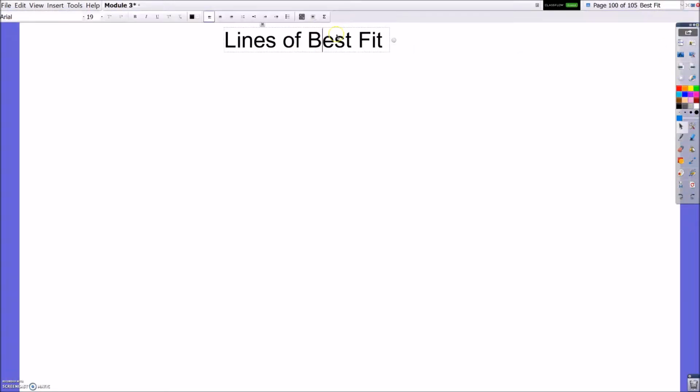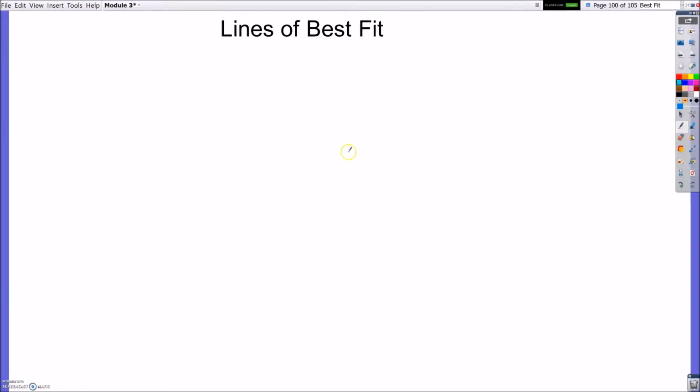Today what we're going to look at is best fit lines, okay? Lines of best fit. So what this describes is a scenario when we look at a table and they're not going to make an exact straight line. It might have a general pattern.